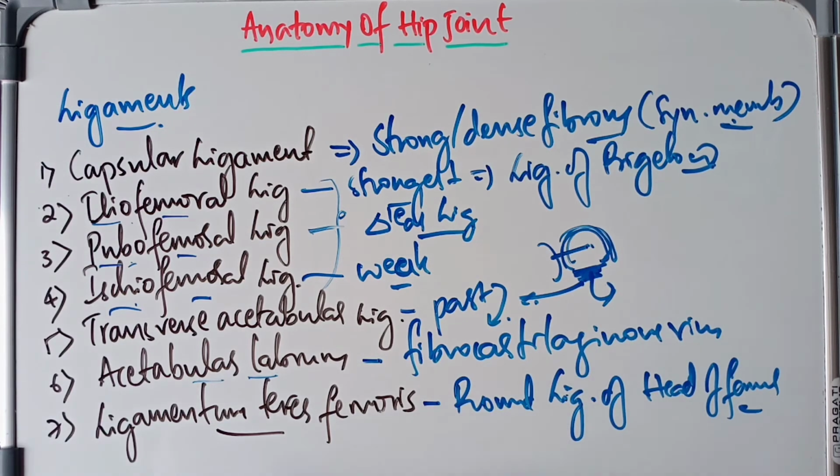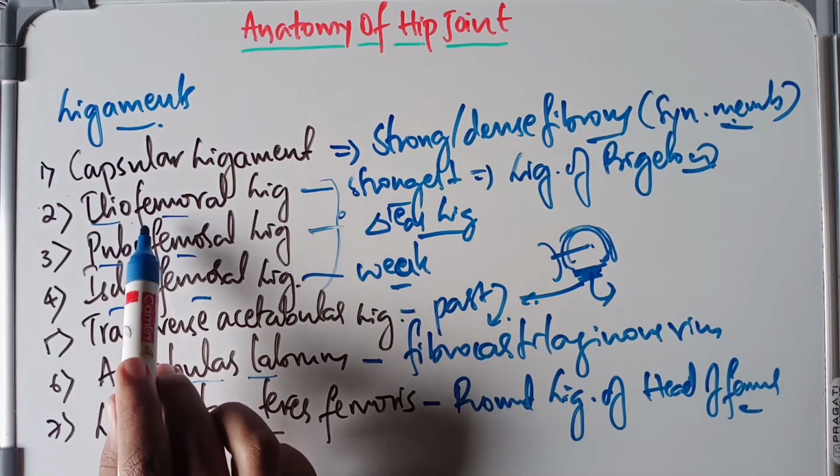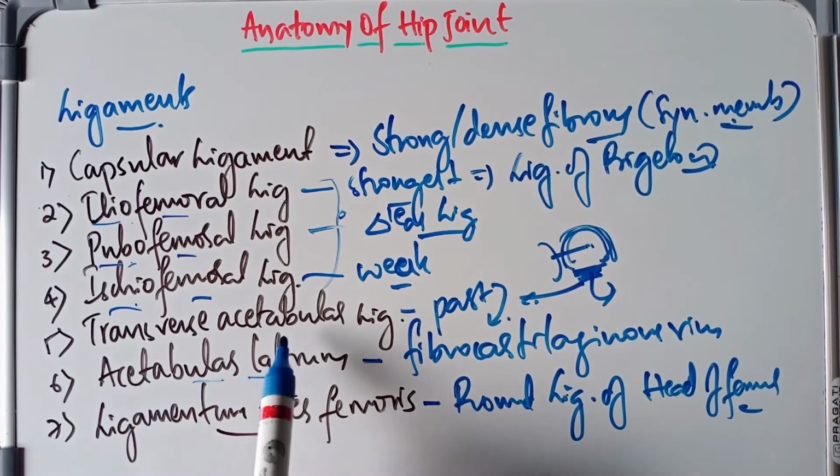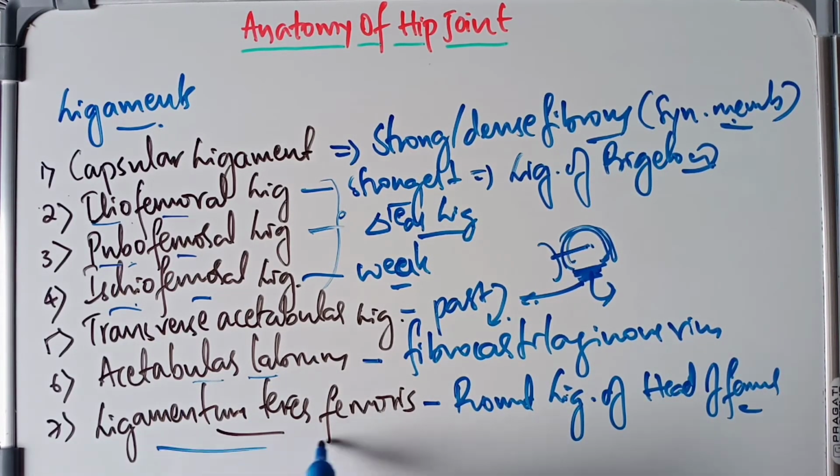So this is about the ligaments of the hip joint. We have the capsular ligament, iliofemoral ligament, pubofemoral ligament, ischiofemoral ligament, the transverse acetabular ligament, acetabular labrum, as well as the ligamentum teres femoris, and all these ligaments help in the stability of the hip joint.